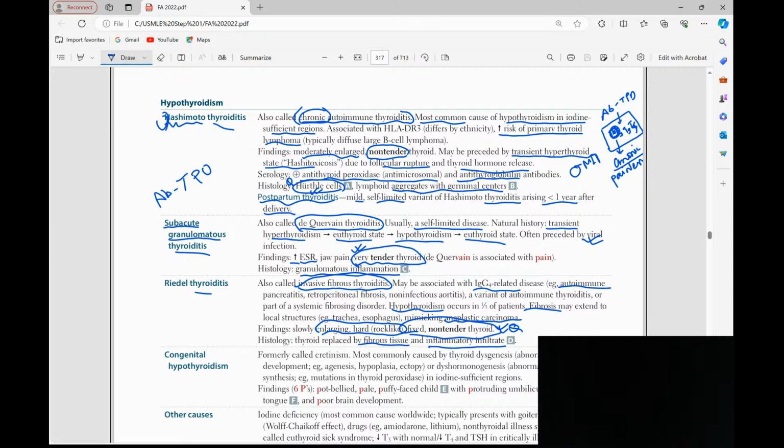Hashimoto, Hashimoto's, subacute, there will be granuloma. In Riedel's, it will be a hard, thick, rock-like structure. It may attach to the esophagus. It is invasive fibrous. Just remember, Riedel is an invasive, fibrous, tough structure that is also autoimmune and also causes hypothyroidism. And very important is congenital hypothyroidism.